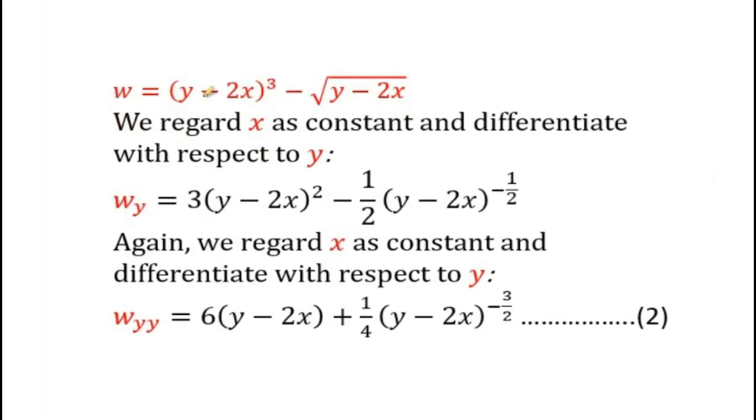As w is equal to (y - 2x)³ - √(y - 2x), we regard x as constant and differentiate with respect to y. So w_y is equal to 3(y - 2x)² - (1/2)(y - 2x)^(-1/2). Again, we regard x as constant and differentiate with respect to y. So w_yy is equal to 6(y - 2x) + (1/4)(y - 2x)^(-3/2). We name it as equation 2.